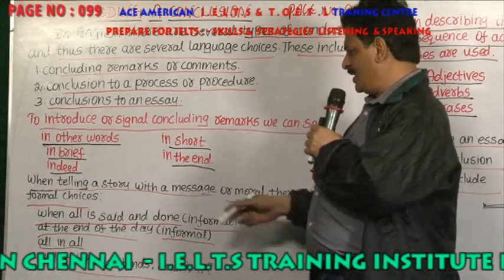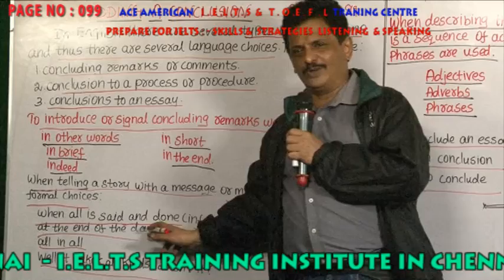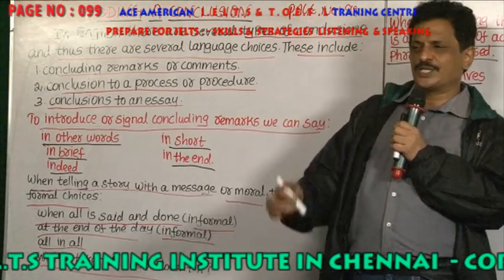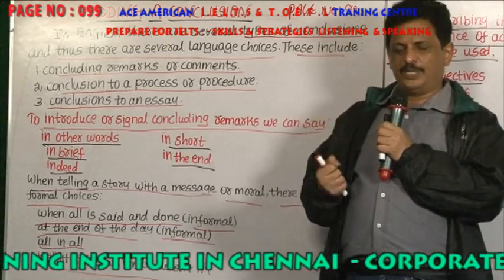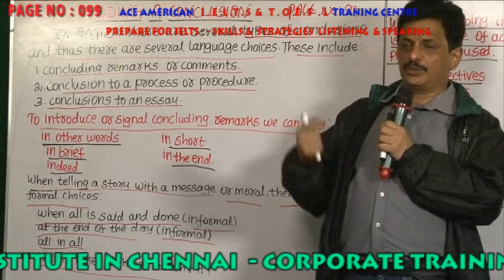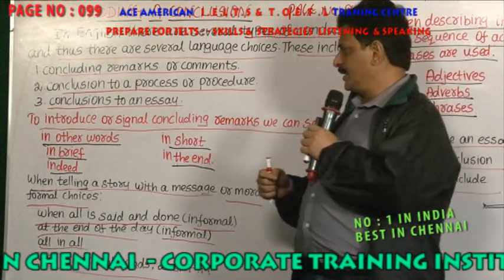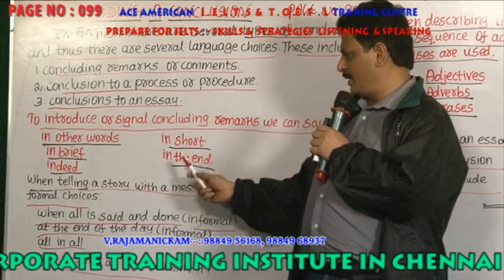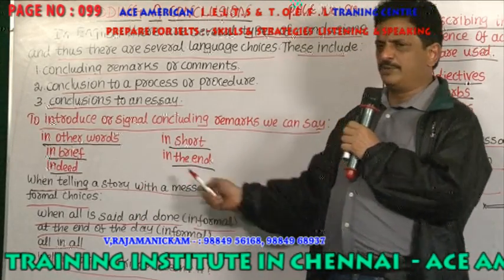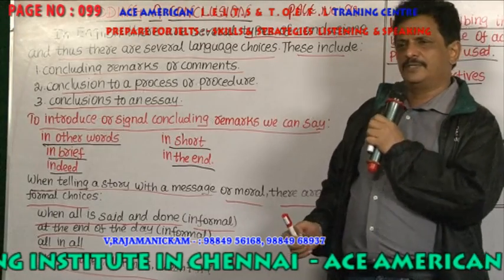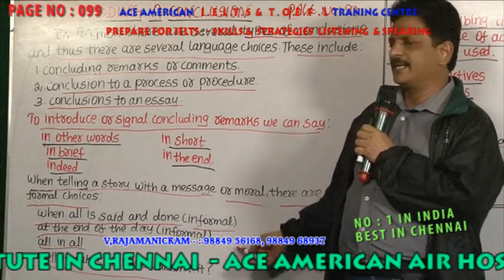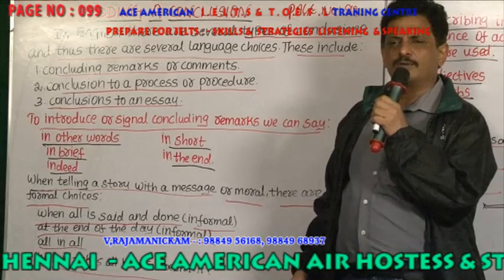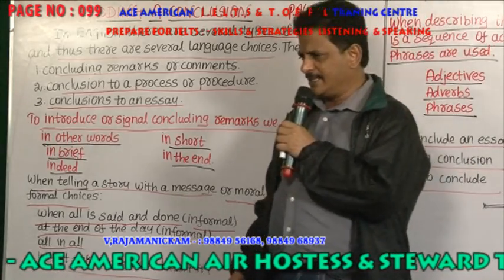So, when all is said and done, what is that? Finally, when all is said and done, it shows how much racial discrimination was happening in America 100 years back. So when you are telling a story with a moral, a message with some morality, then you use these types of concluding words. Hope you are able to understand. Are you clear about it?